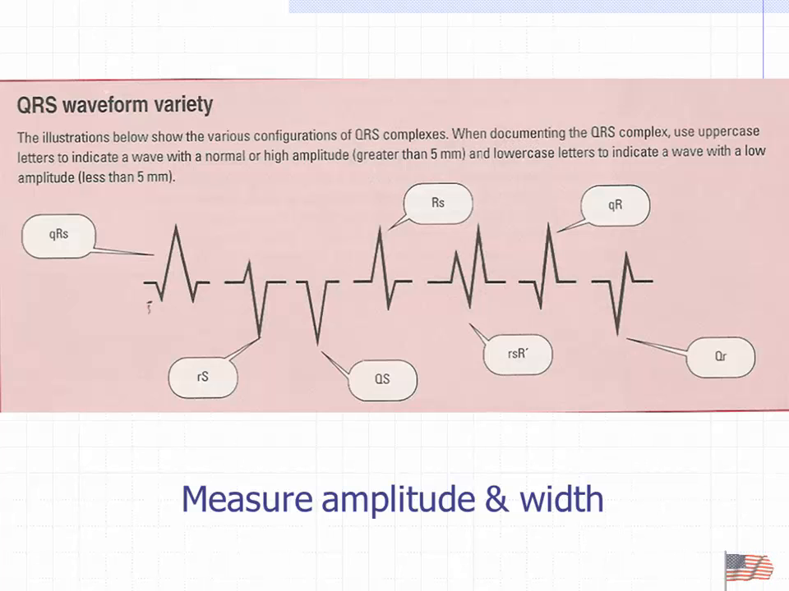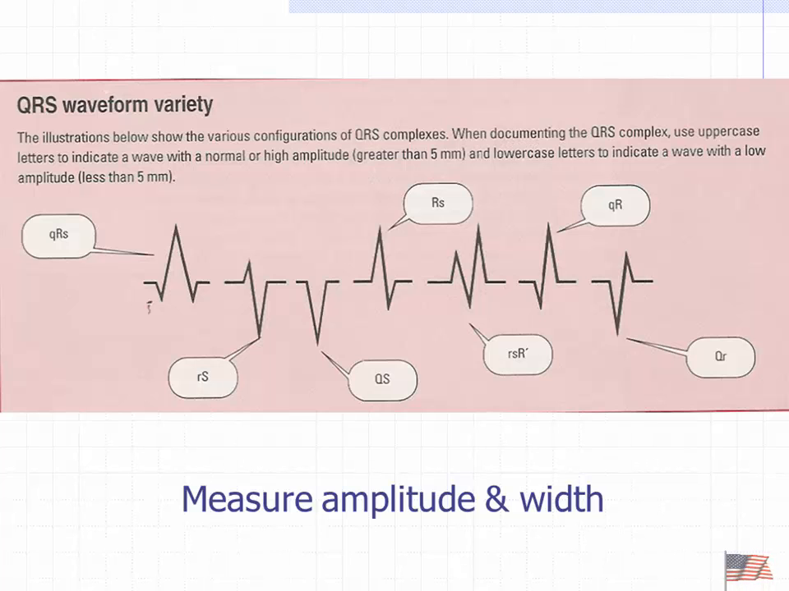QR. Now notice what they did. This is an RS and this is an RS. What's the difference between them? Small r versus a capital R. Why? Because in comparing the size of the R to the size of the S, the R is much bigger. It's capital. The other one is smaller.